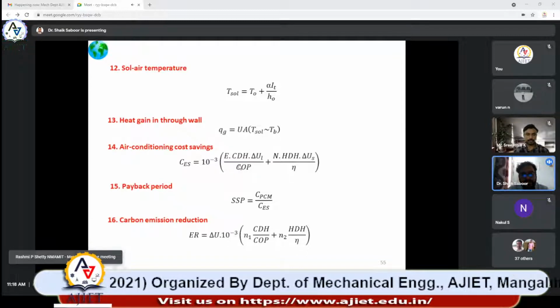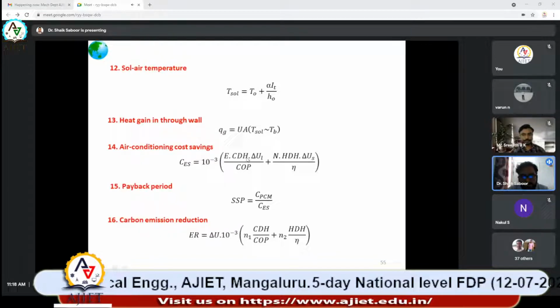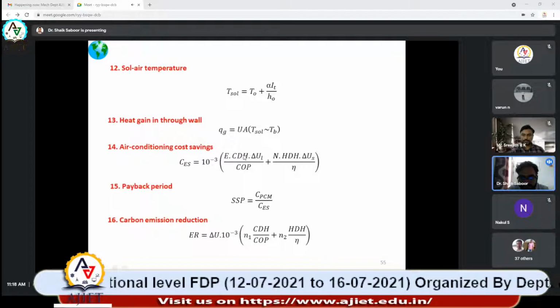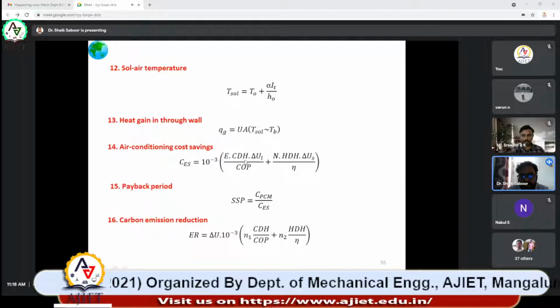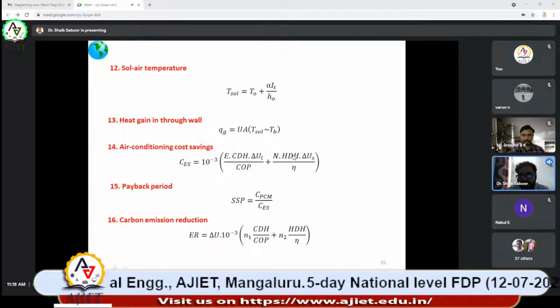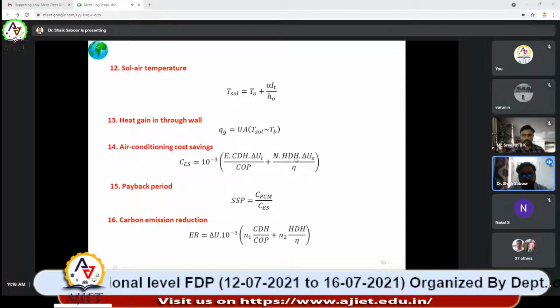So what we are doing here is finding out the reduced cooling load or increased cooling cost. This one is the reduced heating load or increased heating cost. So we are going to compute that later on.